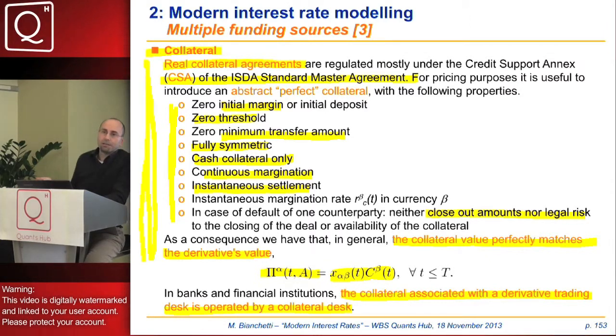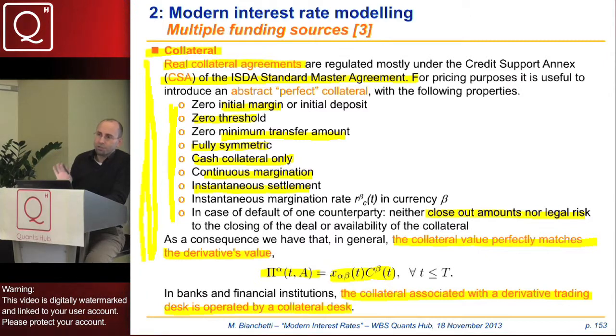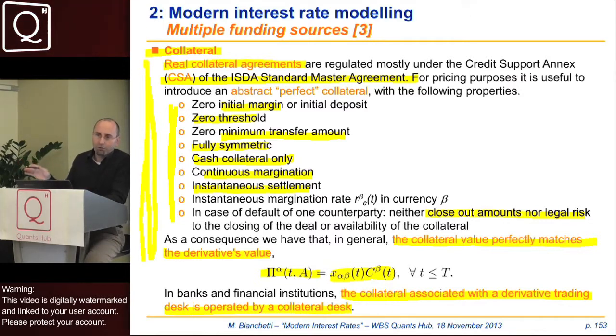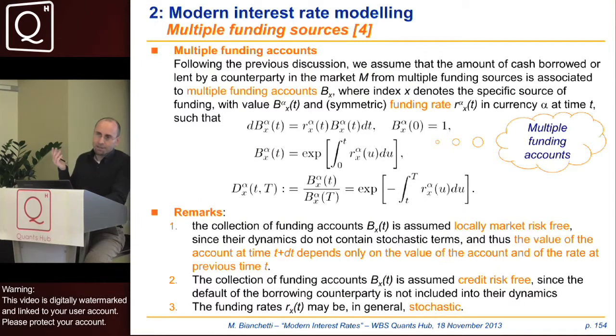This is the description of an ideal or perfect collateralization, which is what is assumed in all the papers that you can find around talking about pricing under collateral. It is always assumed, even if they don't tell you, that they are assuming a perfect collateral. So it's an assumption in the pricing equation.